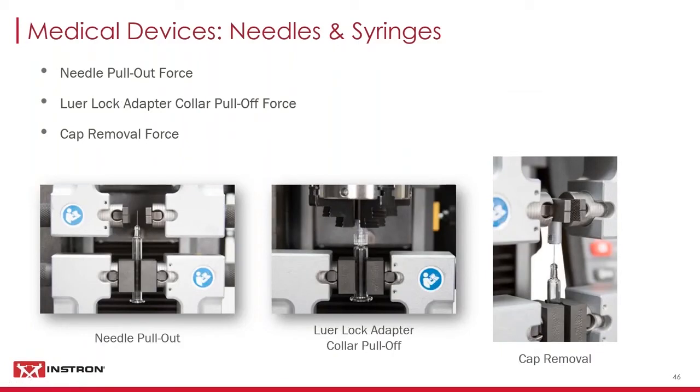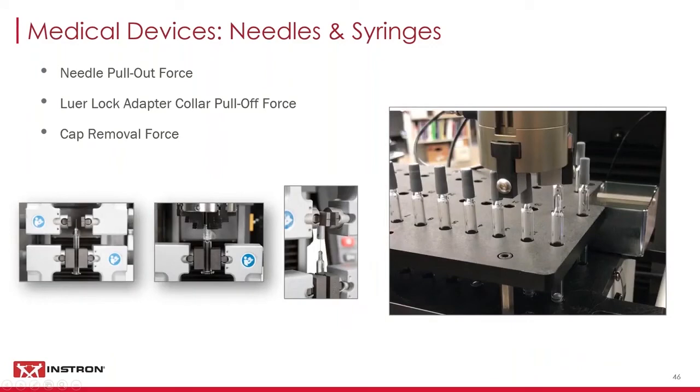The needle pull-out force tests the fixation of the needle to the syringe. This determines whether the bonding process is appropriate. The lower lock adapter collar pull-off force test checks that the collar will not detach from the syringe during use. Cap removal testing is done to ensure the cap will remain in place during transport, but that a user will easily be able to remove it before use. These are all tensile tests that could be run using manual or pneumatic grips on a standard system. To perform these tests on an XY system, pneumatic grips are required, as we saw earlier in the cap removal video. This is a pneumatic three-jaw grip that is ideal for these cylindrical specimens.